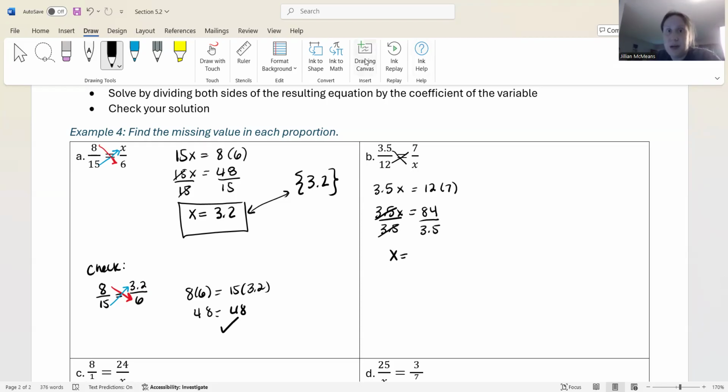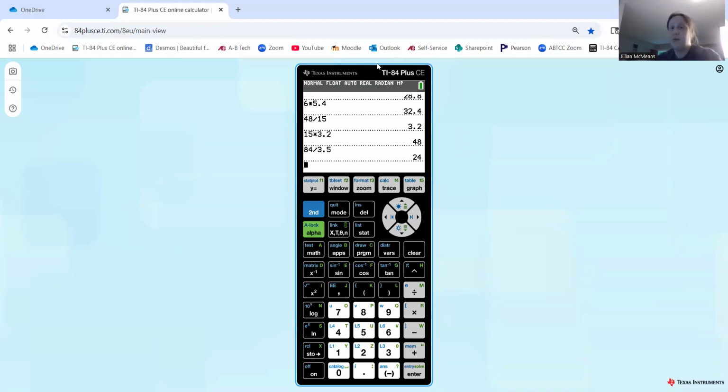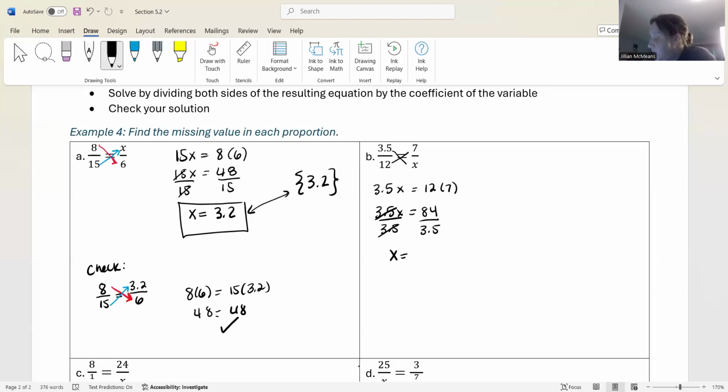So let's go to the calculator. I do apologize for having to bounce back and forth, but this is the technology I have, so we're going to use it. All right, so we had 84 divided by 3.5, and that gives us 24. So let's see if that works. So at this point, we're saying, okay, 84 divided by 3.5 is 24.